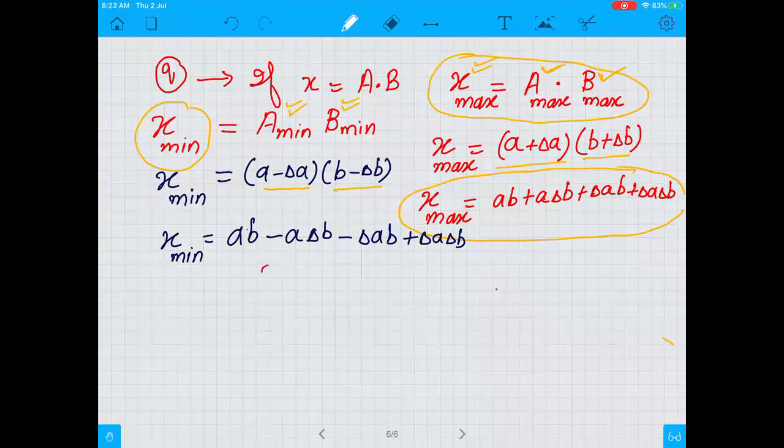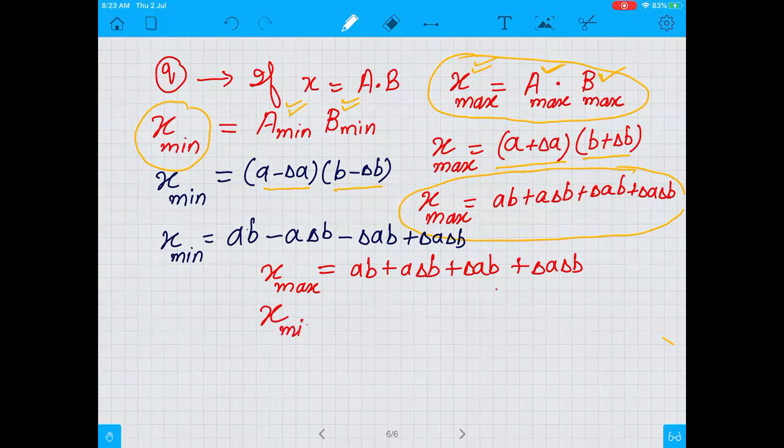As a result, if you see, the maximum value of x was ab plus a delta b plus delta a b plus delta a delta b. So this is the maximum possible value of x. And the minimum possible value of x is ab minus a delta b minus delta a b plus delta a delta b.